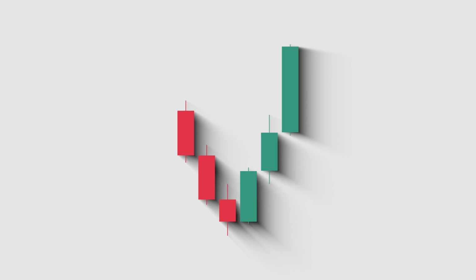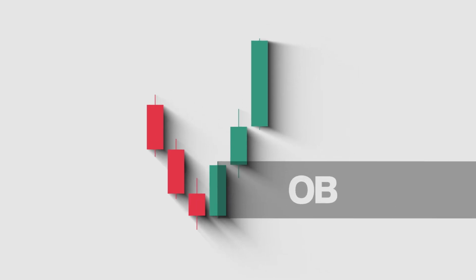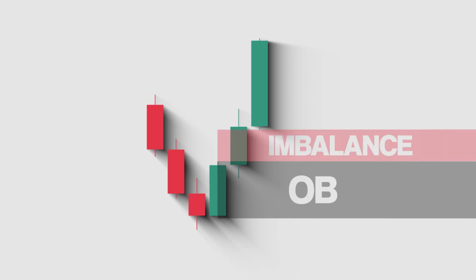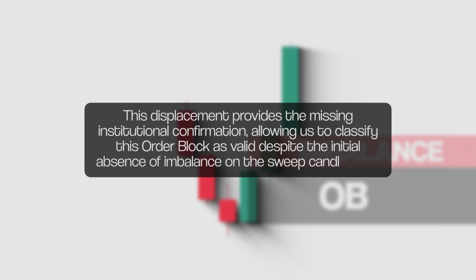In this situation, we do not define the order block based on the liquidity sweep candle. Instead, we extend the order block boundaries to include the next candle. When we analyze that next candle, we can clearly see imbalance forming above it. This displacement provides the missing institutional confirmation, allowing us to classify this order block as valid despite the initial absence of imbalance on the sweep candle itself.